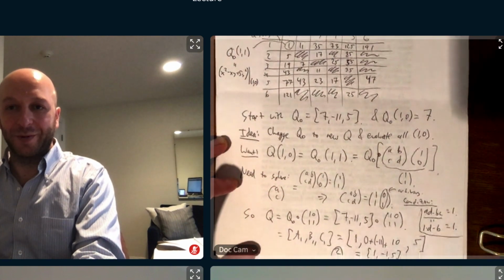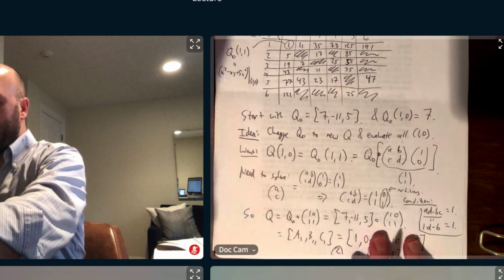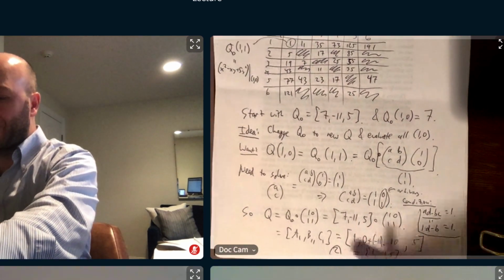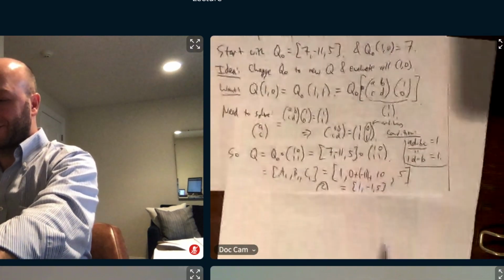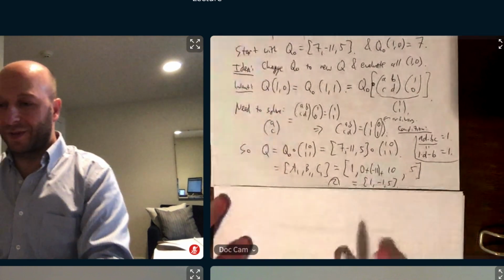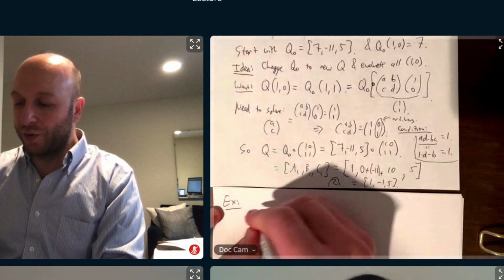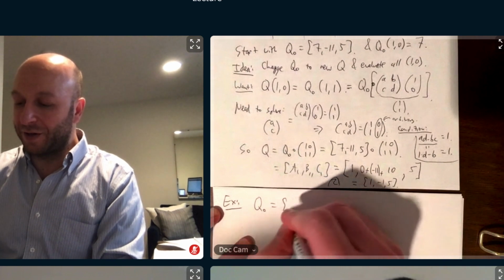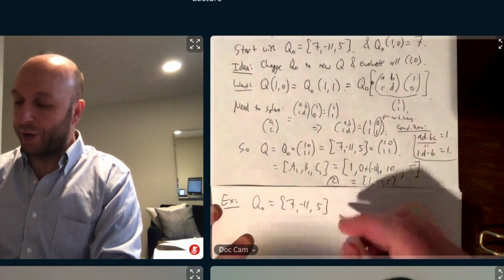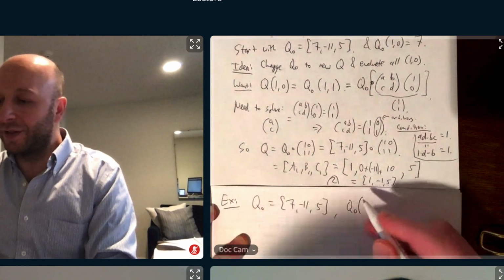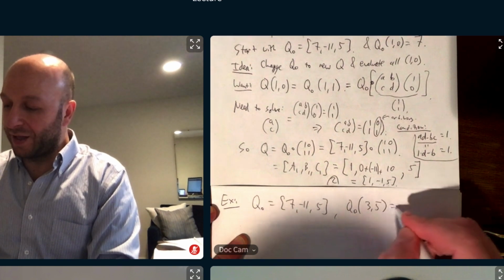Let's do another example. How can we recover the value? Let's do 5, 3. So another example, Example 2, or continuing example. So Q0, again, Q0 is 7, negative 11, 5. And we know that Q0 of 3, 5 is equal to 23.